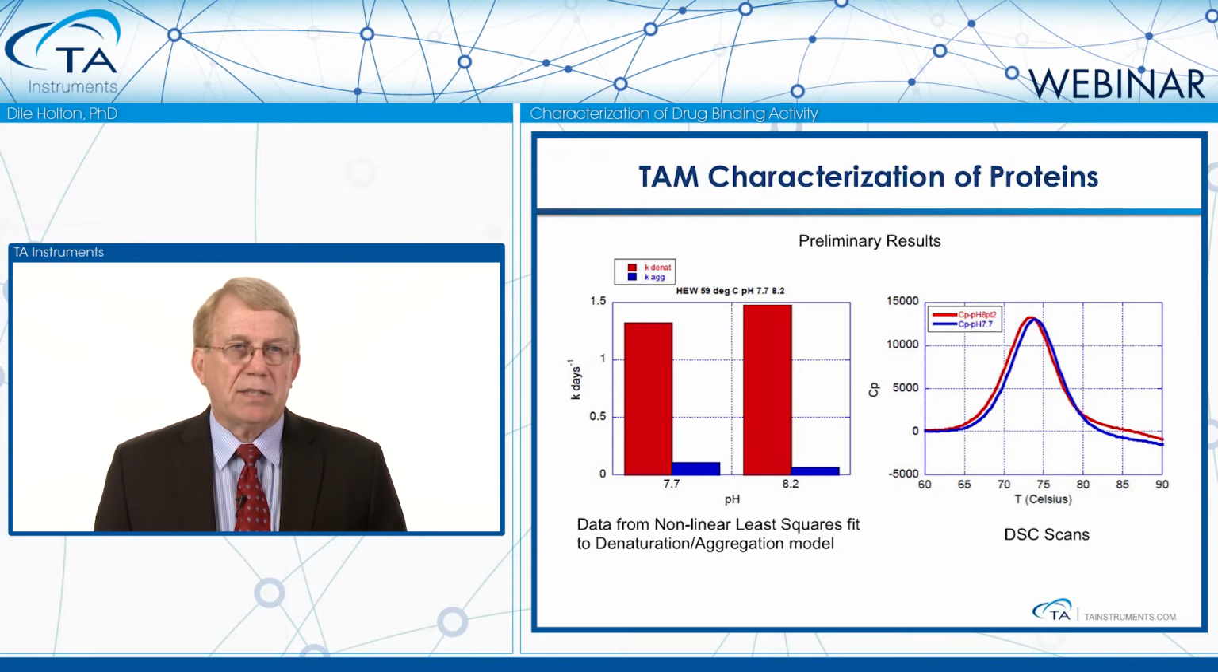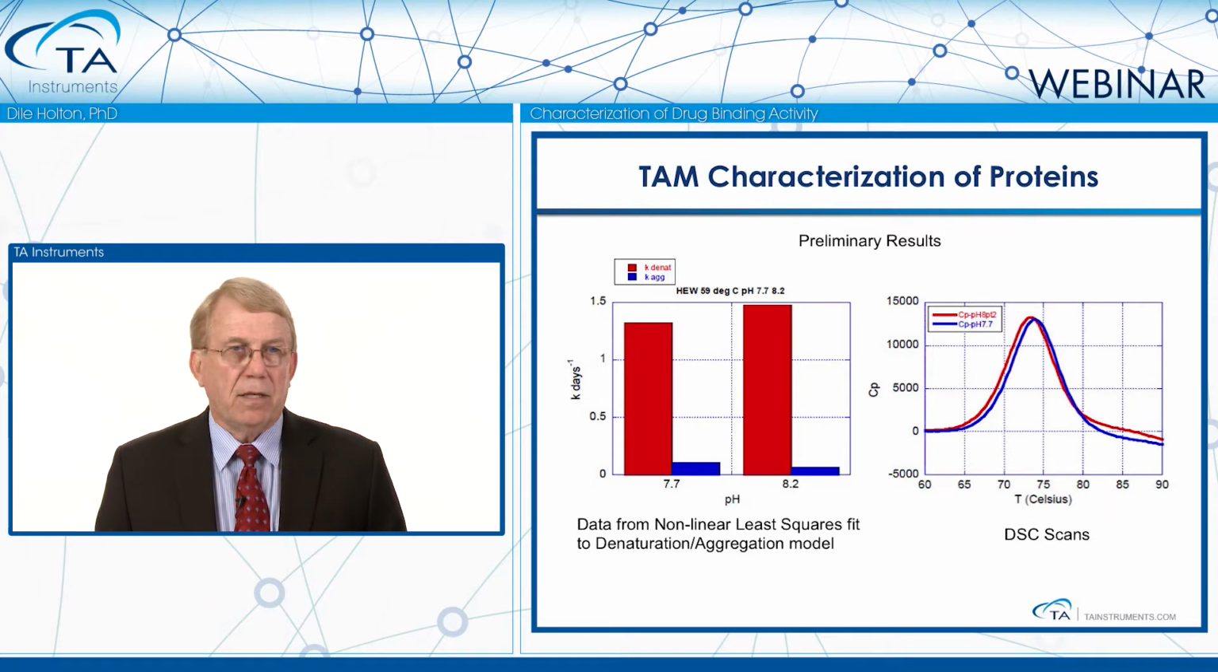And looking at the DSC scans of both pH 7.7 and pH 8.2, there is a little bit of a difference between the 2. So the stability of the proteins, especially at those analytical temperatures, may just be slightly different. And there are some slight differences. If you look at the graph on the left, the bar graph, you'll see that there are some slight differences between the 2, both in the rate for the denaturation that's taking place and the rate for the aggregation that's taking place.